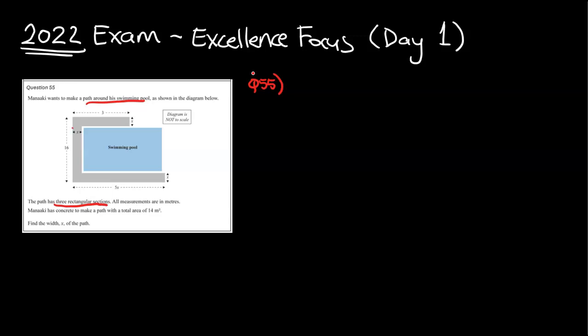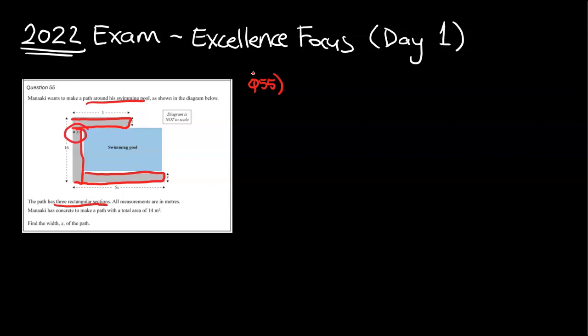You could break your rectangles up in different ways, but I'm guessing they meant this bit, and then they probably meant this bit here, and then this bit down here. But everyone's rectangles will look slightly different. All the measurements are in meters, so we've got some units to worry about later on. And we've got a total area of 14. So this one, and we've been asked to find the width of x.